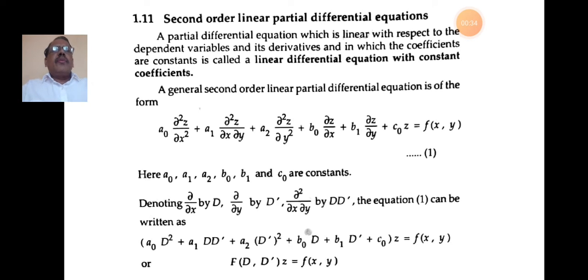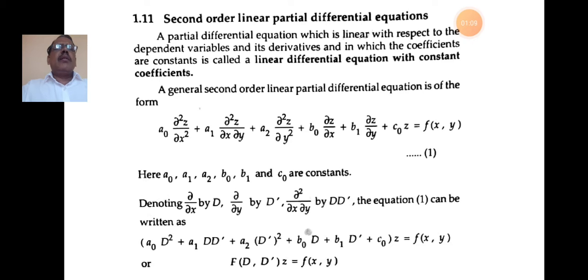A partial differential equation which is linear with respect to the dependent variables and its derivatives, and in which the coefficients are constants, is called a linear partial differential equation with constant coefficients.